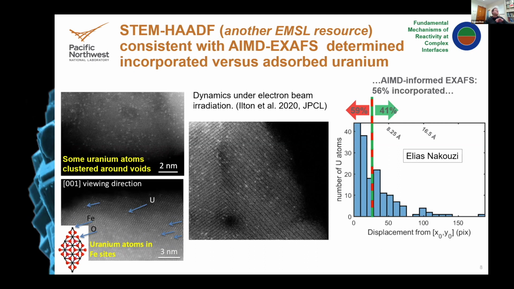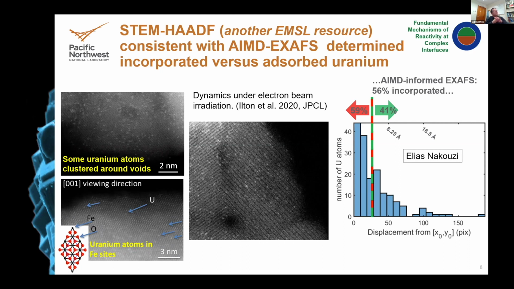So if you look at the upper left micrograph here, what you should see is basically an off-zone axis image. The scale bar is 2 nanometers. The bright spots are uranium atoms, and the low density, darker patches are voids or pore spaces. You can see that some of those uranium atoms are clustered around or in these voids. We think that's that recalcitrant uranyl that you just can't get rid of with either a carbonate or an acid rinse.